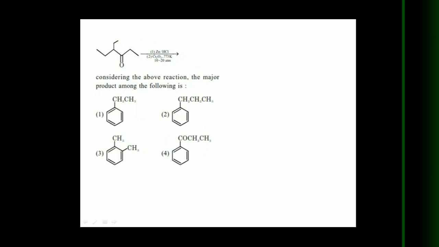Next, see this one: zinc HCl. It is a Clemmensen reduction actually. In a Clemmensen reduction, the CO group is converted to CH2, and then passing chromium oxide at 773 Kelvin and 10 to 20 atmospheric pressure is nothing but an aromatization reaction.